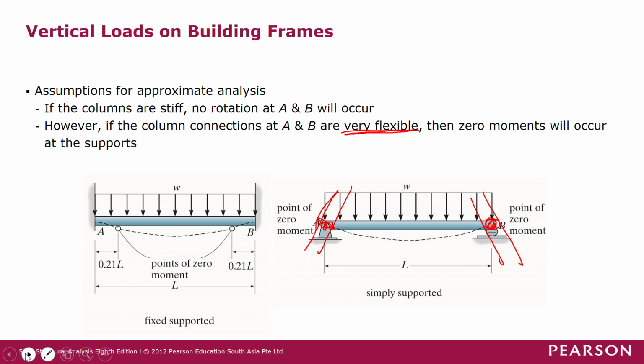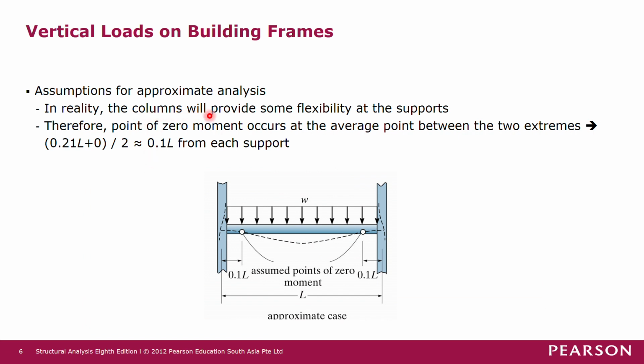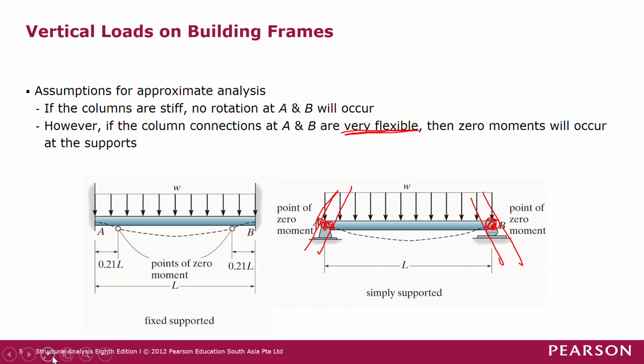But in reality, the columns will provide some flexibility at the supports. It is not extremely rigid, nor extremely flexible, it's in between. So meaning that it's in between these two cases. In this case, the zero moment point is at 0.2 L away from the support. In this case, the zero moment point is at 0 L from the support.